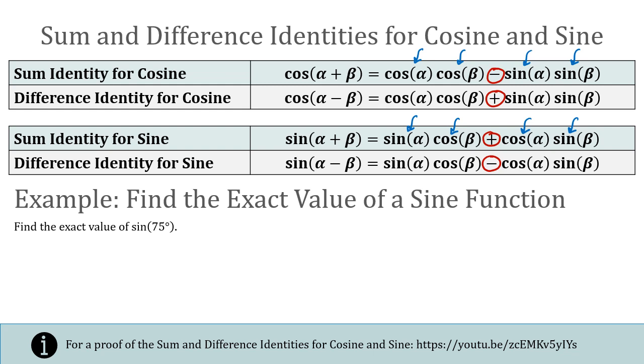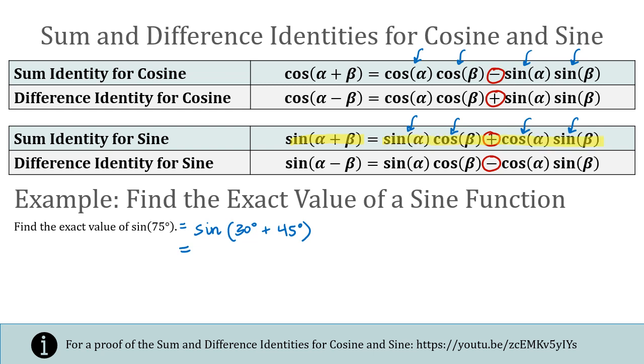Now, there are several ways to write 75 degrees. I could write it as a sum. I could also write it as a difference. I'm going to write it as a sum. I'm going to say that the sine of 75 degrees is equal to the sine of 30 degrees plus 45 degrees. Now, I have to identify the identity that I should use, and so I'm going to pick this one here. That's the sine of the sum of two angles. So I'm going to use this identity.